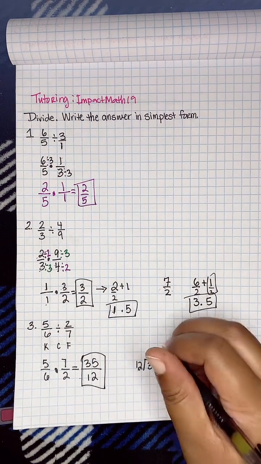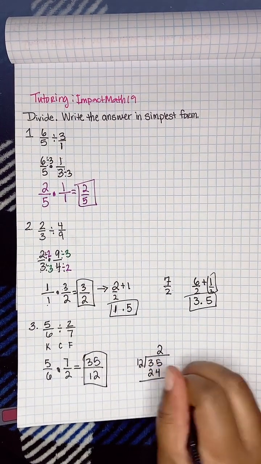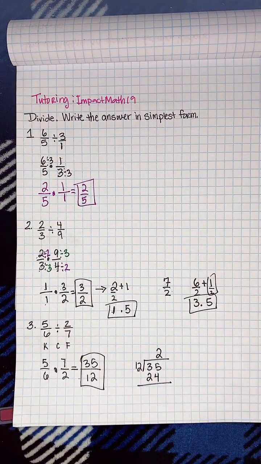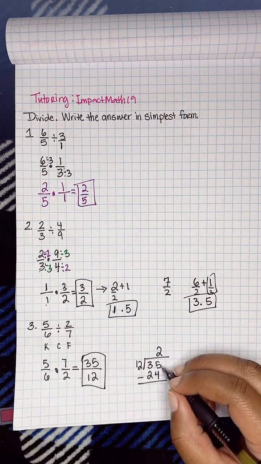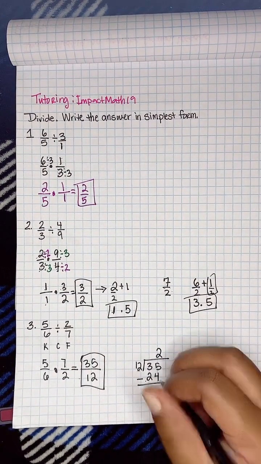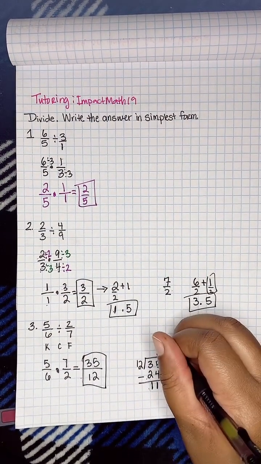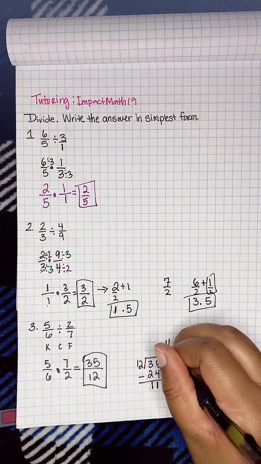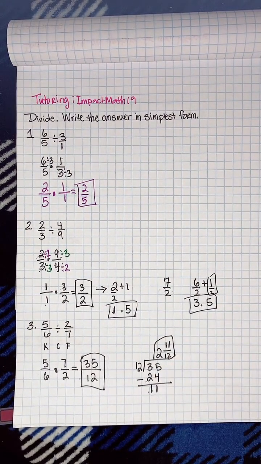Good. So somebody said 2. We can get 2 12s, so we get 24. Okay. Because 3 12s would give us 36, so that wouldn't work. So 35 minus 24 is going to be 11. So we have 11 left over. So 11 over 12. And that is our mixed number.